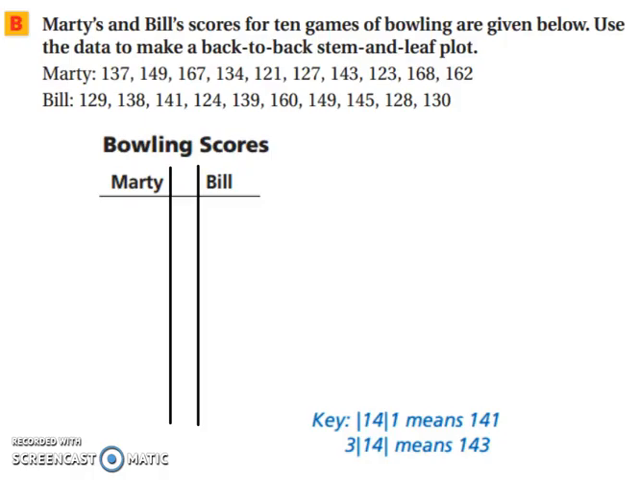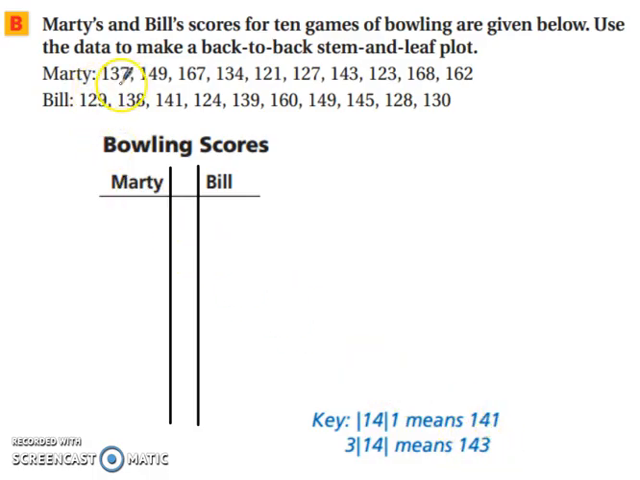Now let's try doing a back-to-back stem and leaf plot. When you're dealing with a back-to-back stem and leaf plot, this center column is going to be your stems. To the left and to the right of that are going to be your leaves. Marty's values for the leaves are going to be to the left, and Bill's are going to be to the right. So notice how the key has 14|1 meaning 141, and then 3|14 meaning 143.